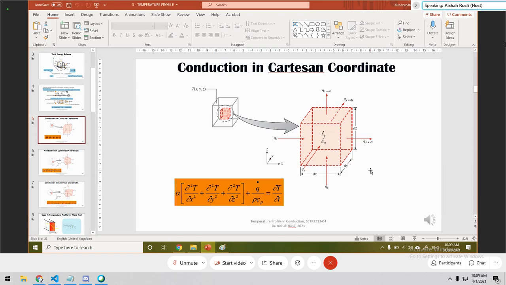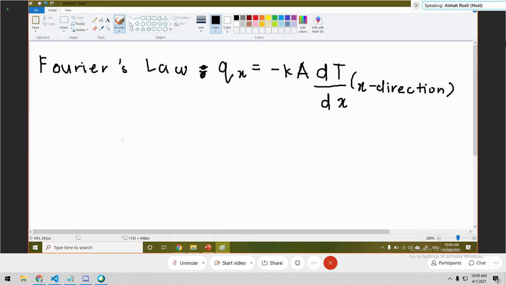But of course, in real life applications, everything is in 3D. So we do need to consider the heat transfer not just in one dimension but in all three dimensions. That is what we are going to talk about now. In the figure just now, this cube, I believe this is XYZ.